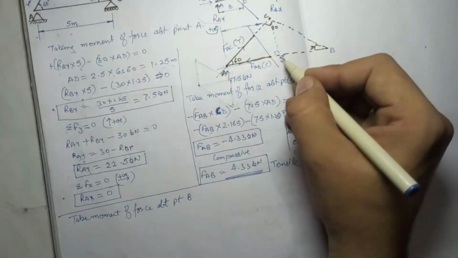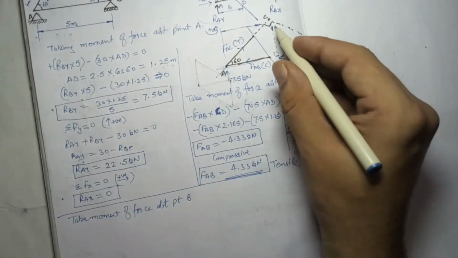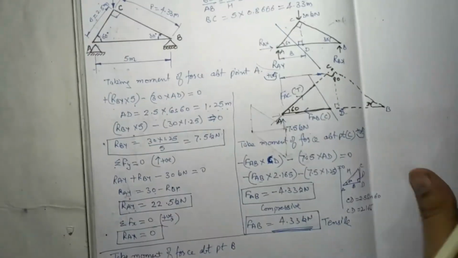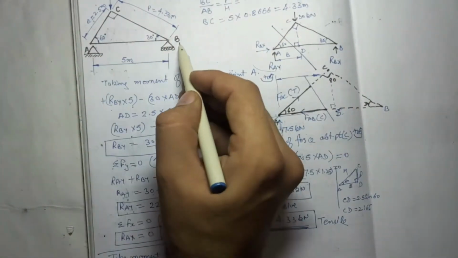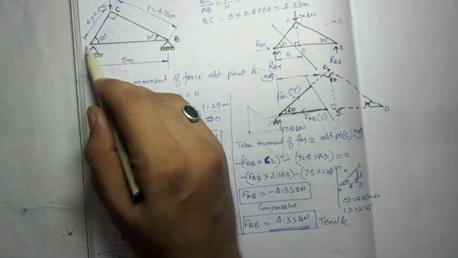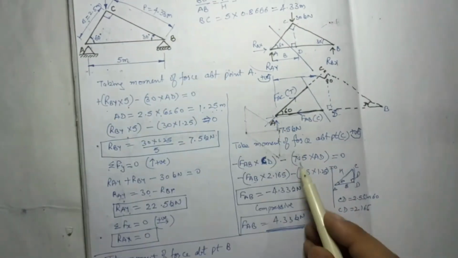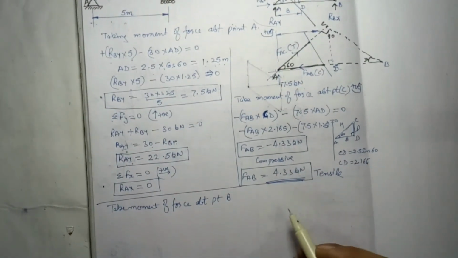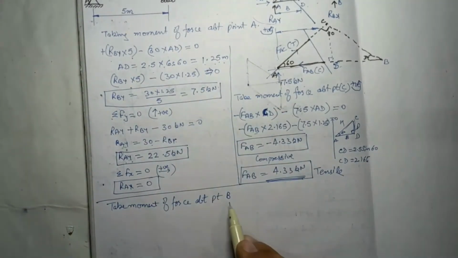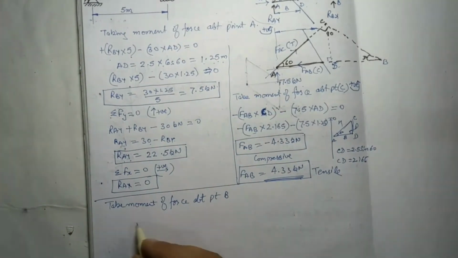Now we will take the moment of force about point B. There is no point D. This was just to find out the perpendicular distance. If you see, there are only 3 points A, C, B. So I have to take the moment of force about either point A, B or C. So after taking C, we are taking the moment about point B. Now when you take the moment about point B, we will see, let's say this is the diagram.